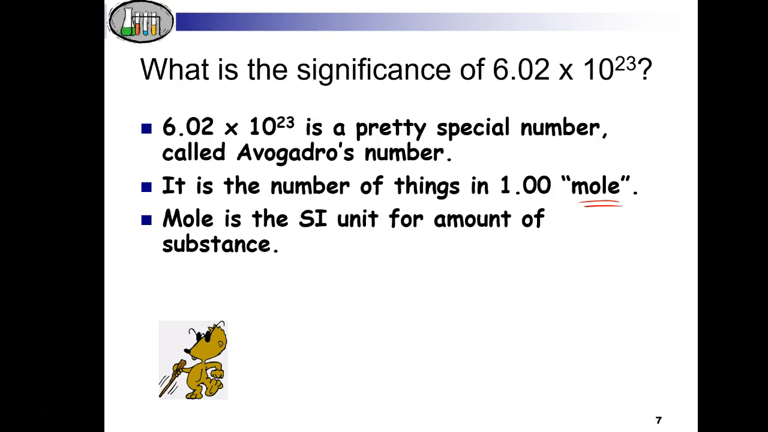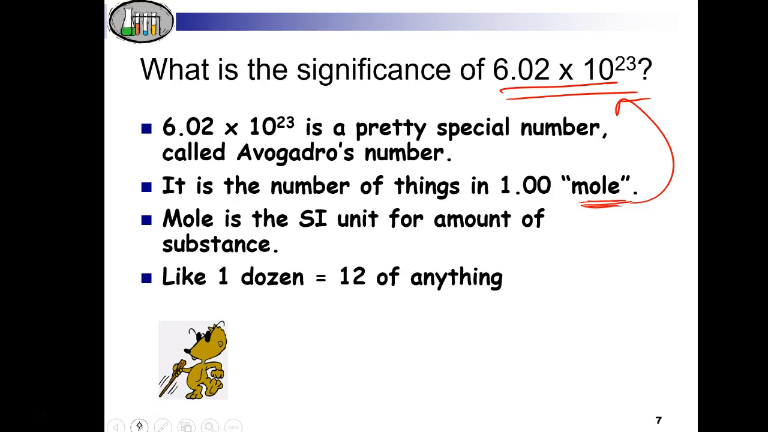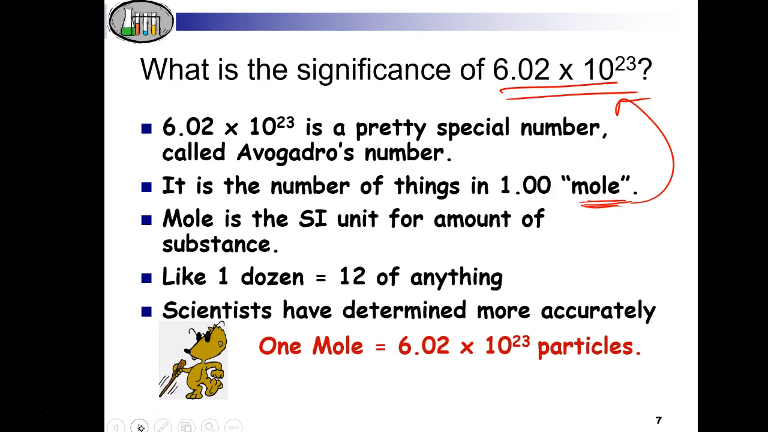A good comparison for the word mole is the word dozen. The word dozen means a number. If I have 1 dozen donuts, everybody knows I have 12 donuts. If I have 1 mole of donuts, I have this many donuts, more donuts than have ever been made in the history of the entire world. But that's how many donuts I have, because it's a word that is a counting number. Like a dozen is 12 of anything, 1 mole of anything is 6.02 times 10 to the 23rd of it.